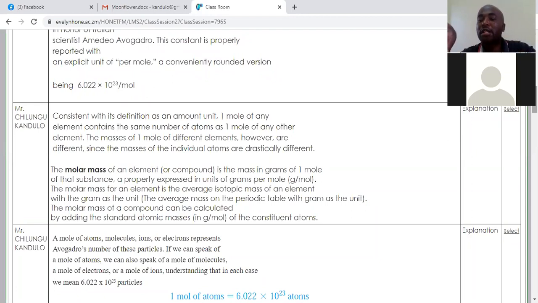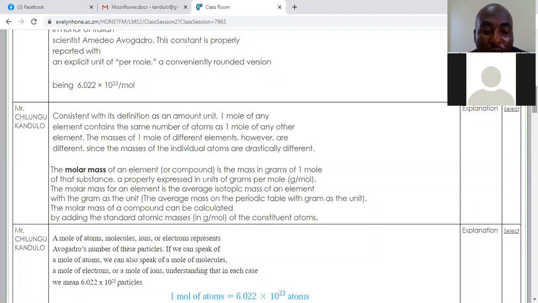However, those ones will have different masses. The mass of 1 mole is called the molar mass. The mass of 1 mole of an element is called the molar mass of the element.